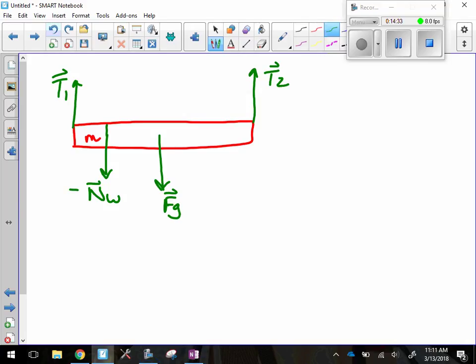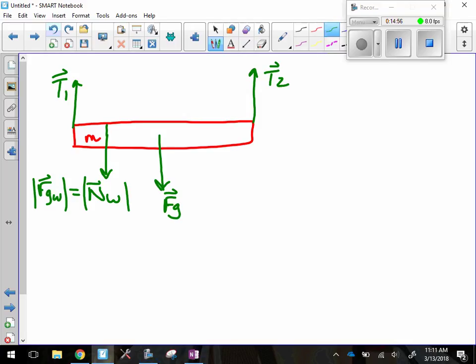Okay, and then as Zoe said, this is in fact going to be equal to the gravitational force of the window washer. Because if you make the window washer's free body diagram, gravitational force pulls down, that's canceled out by the force of the scaffolding on the window washer.